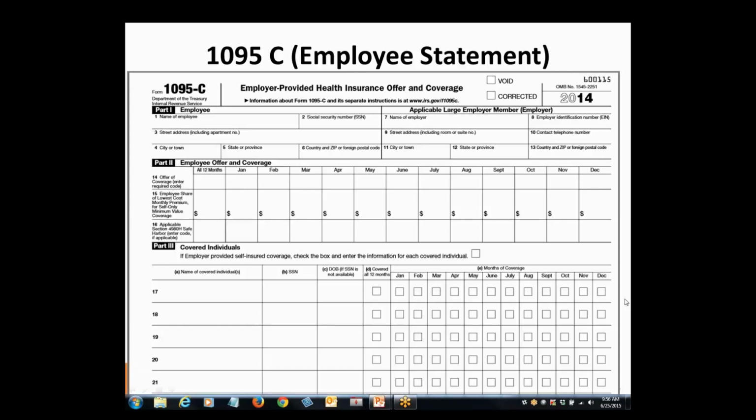It really doesn't matter if you know if they're married here, just if you offered it to them. And then Part 3, the enrollment information, you're going to know if they're enrolled based off of the carrier. I hope that answers that question.